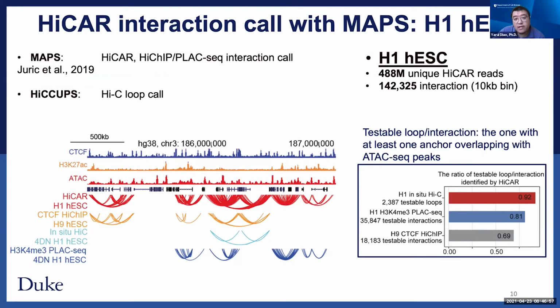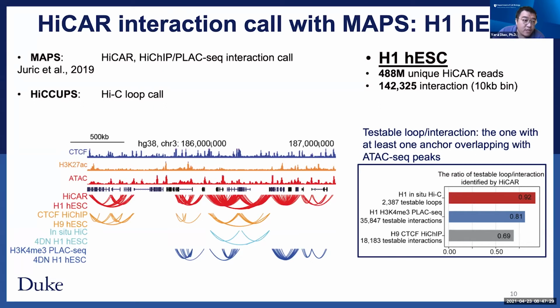We call loop interactions at a 10 kb resolution. And as shown here, the red arcs are the significant interactions identified by MAPS on our HiCAR data. And we compare to the public HiChIP or PLAC-seq and in situ Hi-C data that were generated by 4DN and other labs. As you can see, overall the interaction pattern is very similar if you compare HiCAR interactions to the interactions identified by other methods.